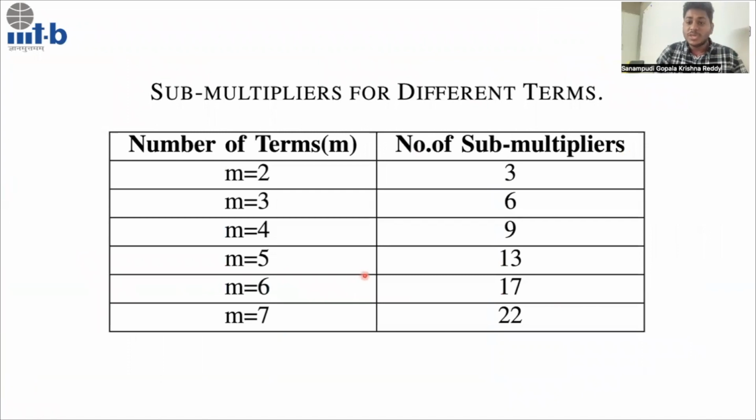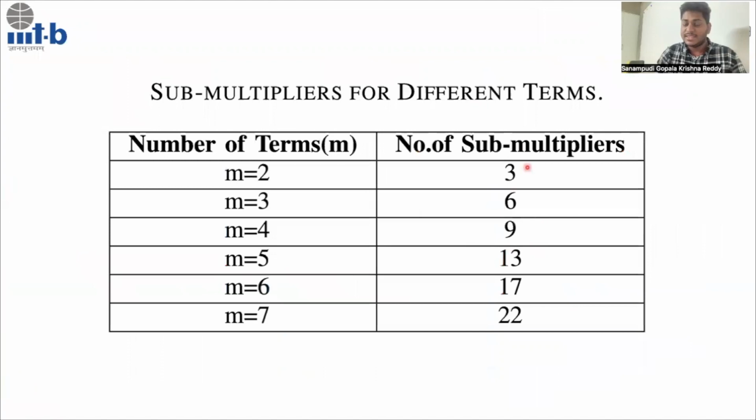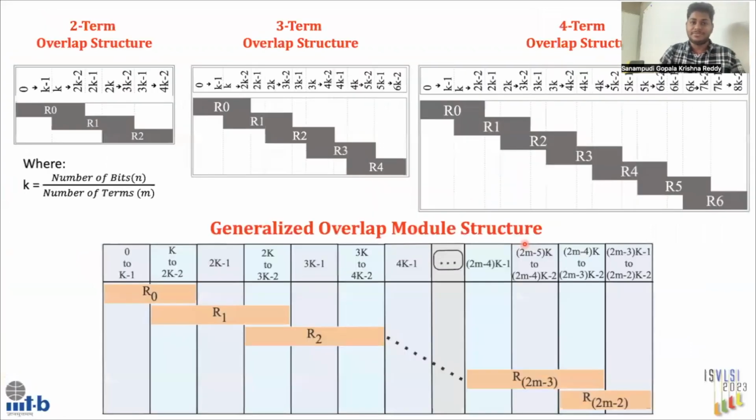This table clearly showcases the number of submultipliers required for each m value. You can see here, 2-term requires 3, 3-term requires 6. Like this, this table showcases the number of submultipliers required. As I said previously, we have to shift and add the partial products. This structure helps us to shift and add these partial products.